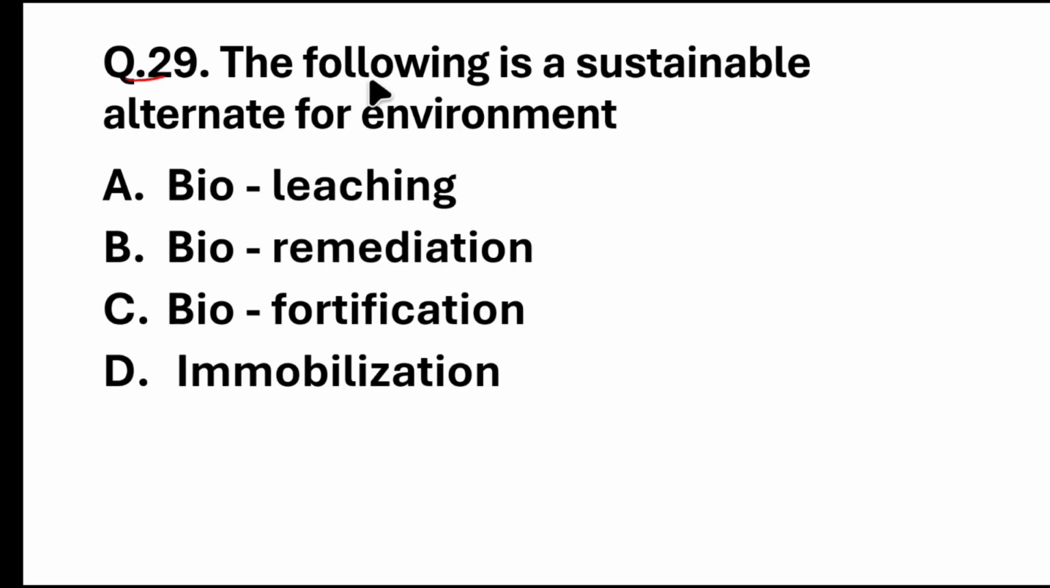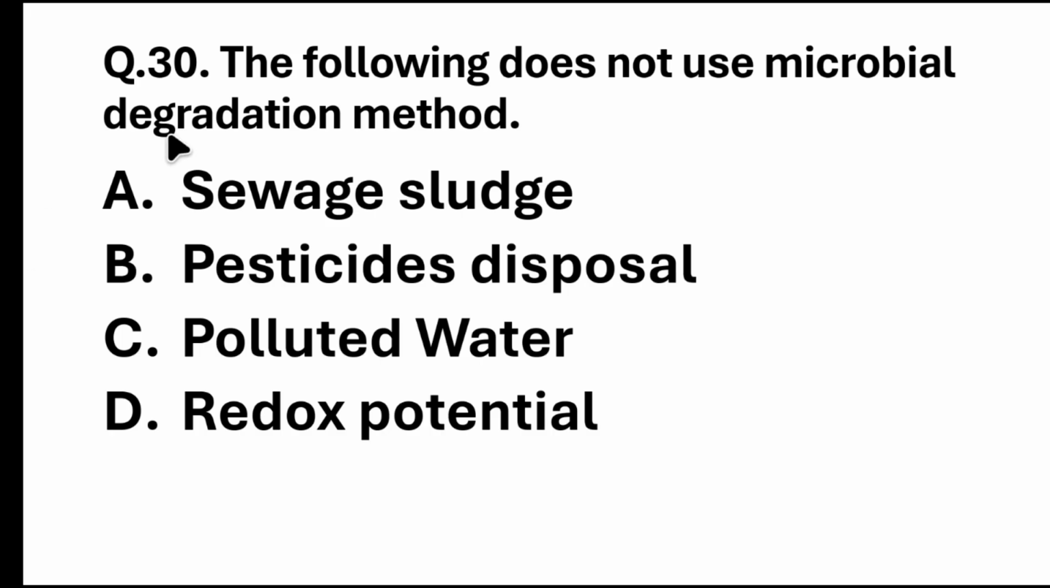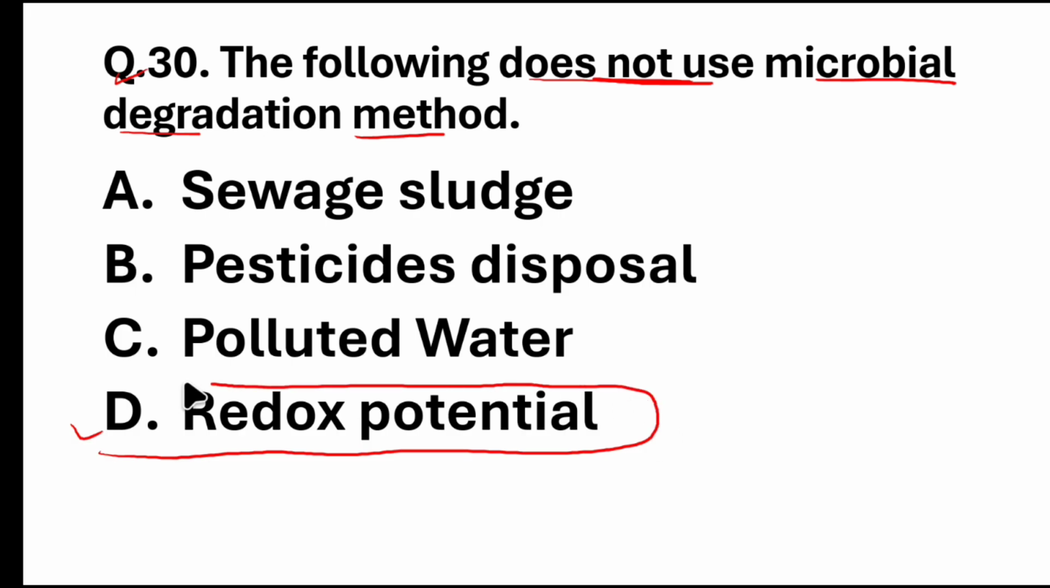Question number 29. The following is a sustainable alternate for environment. Answer option D. Bioremediation is a sustainable alternate for environment. Question number 30. The following does not use microbial degradation method. Answer option D. Redox potential does not use in microbial degradation method. Sewage sludge, pesticide disposal, polluted water are the methods used for microbial degradation.